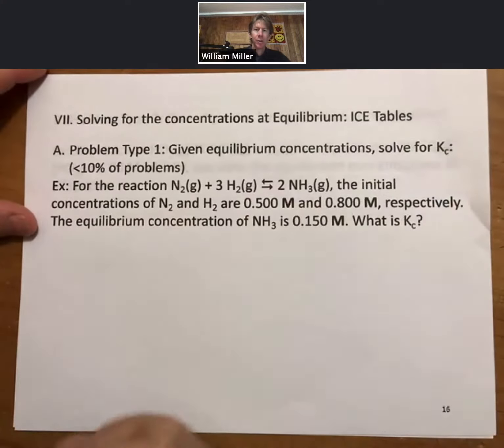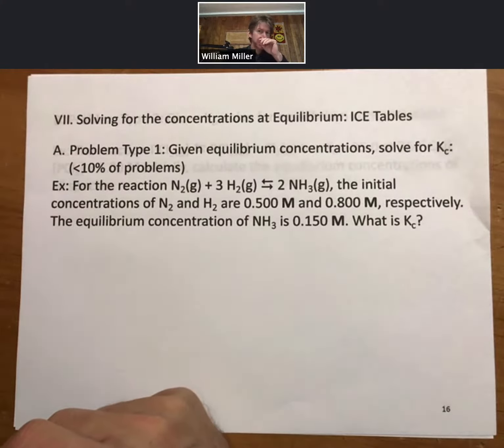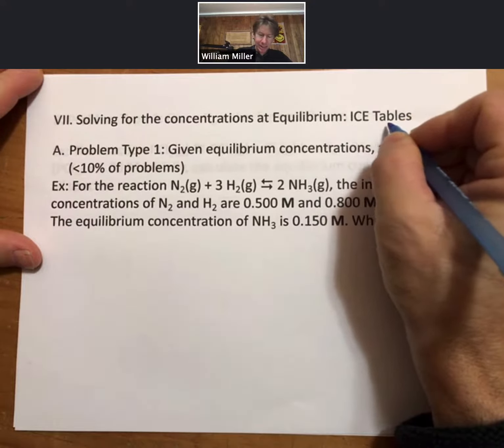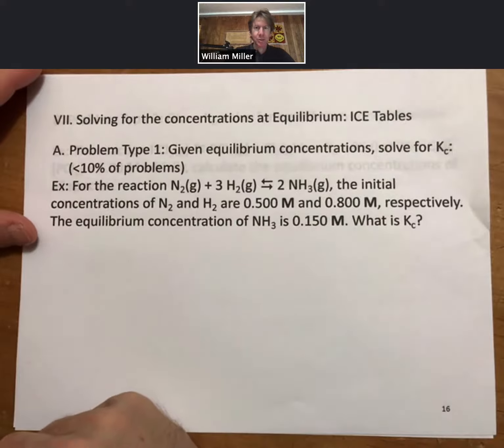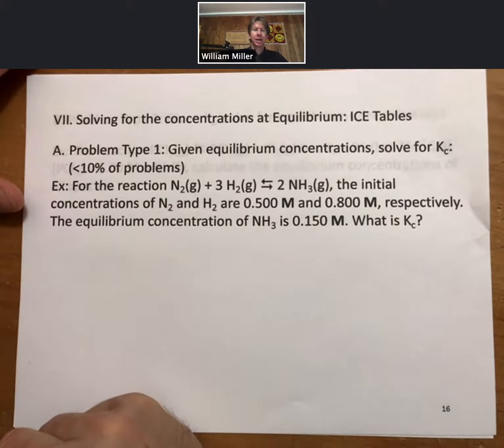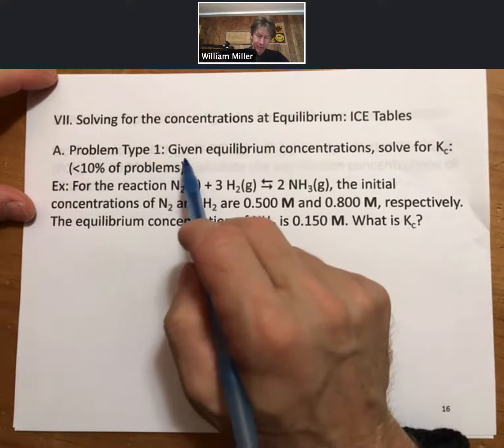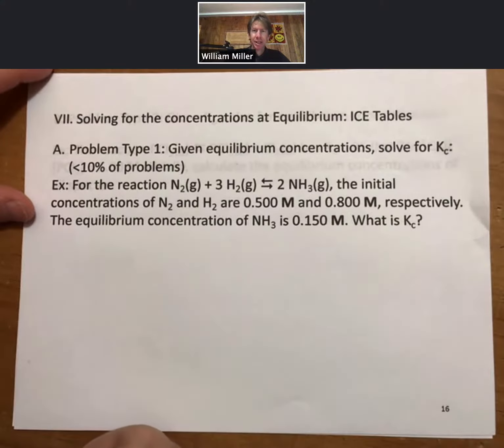Okay, so now we get to the heart of the equilibrium chapter, what we will call ICE tables. There will be two types of ICE table problems. This is problem type 1: given equilibrium concentrations, solve for Kc. And as it states, this is less than 10% of problems. We'll start here, and then we'll work the other 90% of the problems.